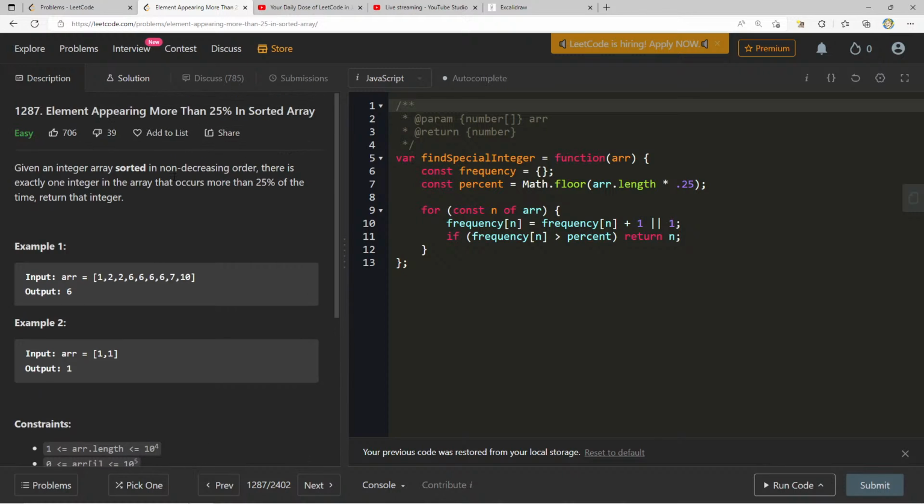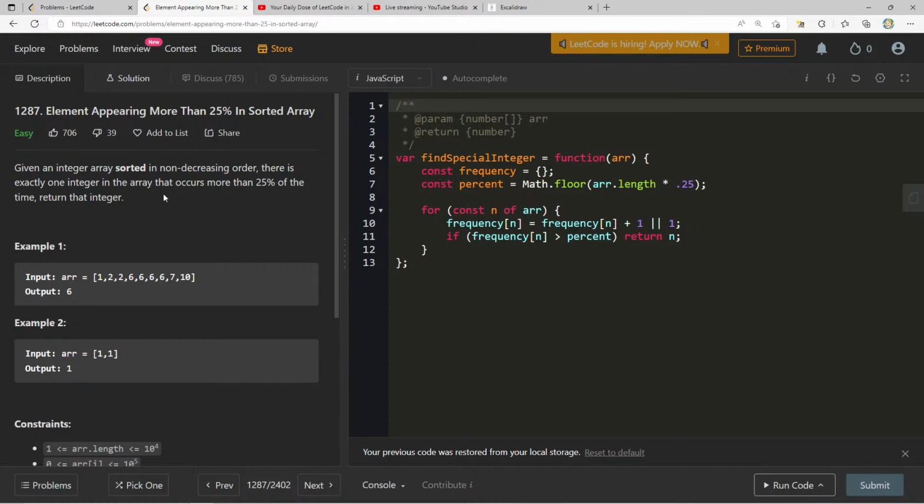How can we optimize this? There's exactly one integer in the array that occurs more than 25% of the time. And it's sorted. If I use two pointers and I say, well, I have a 1 in the beginning, a 10 at the end, what does that really tell me?